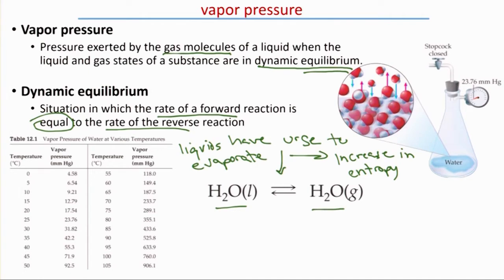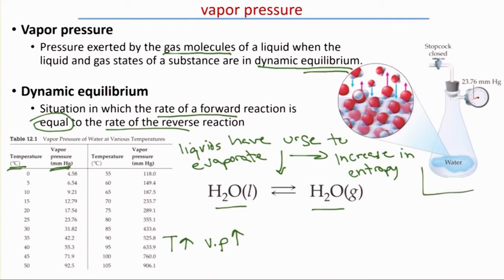So vapor pressure will increase, if you can see this, with temperature. Here is the vapor pressure, in millimeters of mercury, and here is the temperature. We can see that as the temperature goes up, from 0 all the way to 105, the vapor pressure is also increasing. If you have a cup of water and you just let it sit out for a while, even though you're not increasing the temperature, it's at room temperature, over time that water would evaporate due to the fact that it has that urge to go from the liquid to the gas phase.